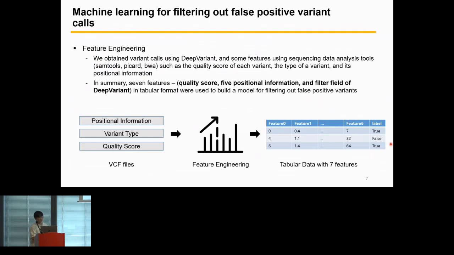In our study, we utilized DeepVariant to obtain variant calls in VCF file format and performed sequencing data analysis using tools like SAMtools, Picard, and BWA. We extracted 7 features from the VCF file, including the quality score of the variant call, variant type, and variant positional information, to build the model for filtering out false positive variants.